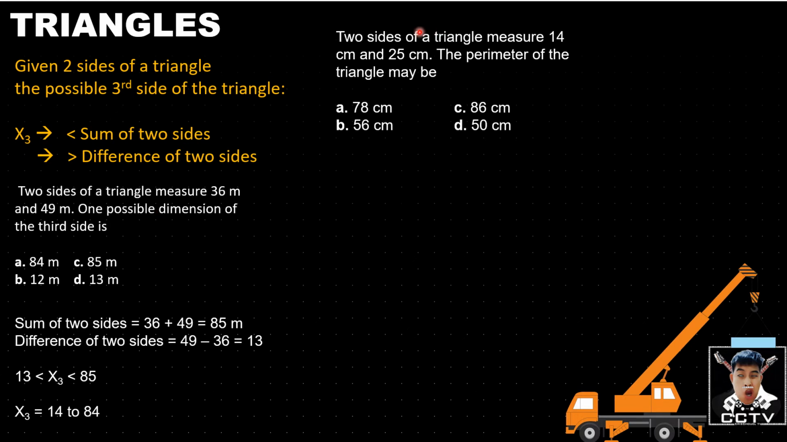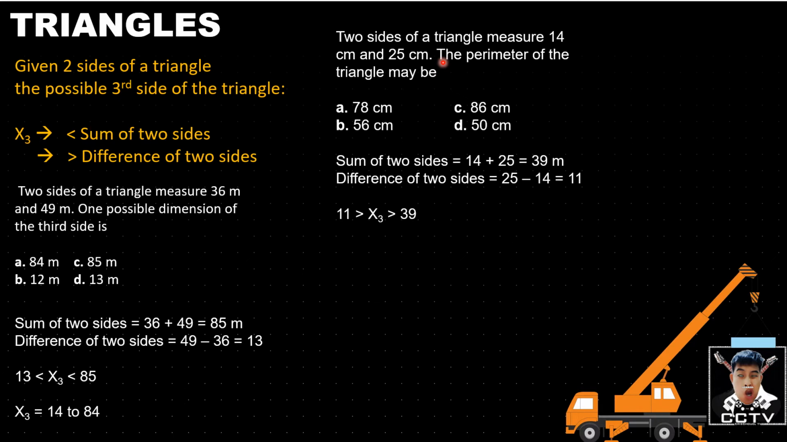Another example, two sides of a triangle measure 14 centimeter and 25 centimeter. The perimeter of the triangle may be, of course, sum of two sides 39, and the difference is 11. So, it must be greater than 11 and less than 39. So, it must be 12 to 38.